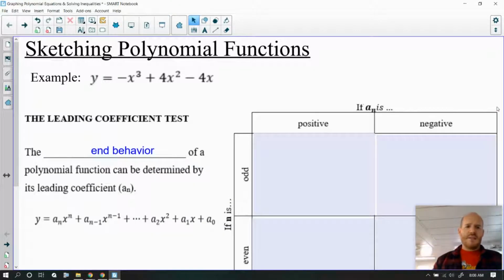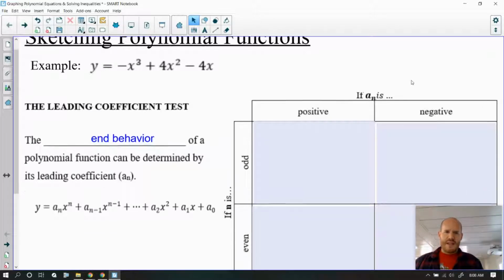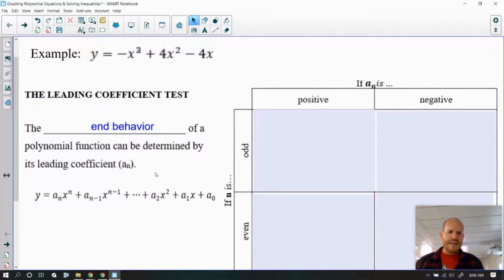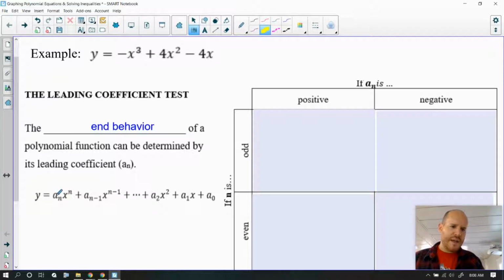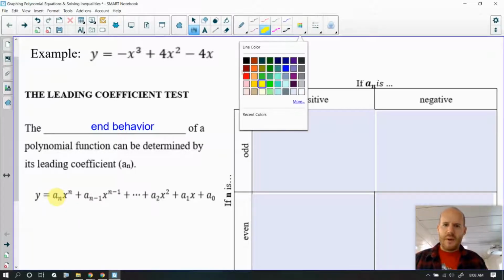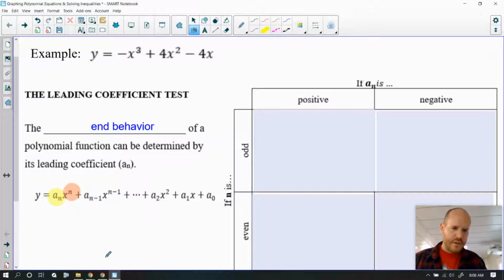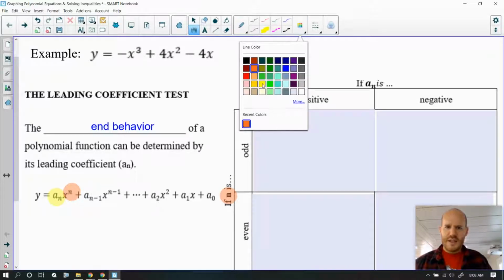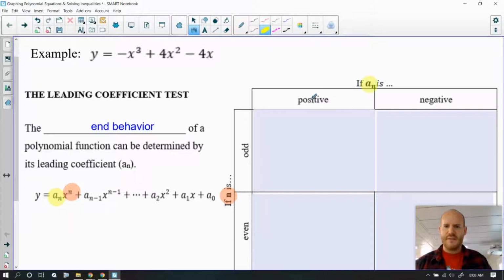So to figure out the end behavior, we use something called the leading coefficient test. The leading coefficient test is based off of really just the first term when it's written in standard form. We're going to look at the coefficient of that first term and also the power of that first term. So based off of the power, if the power is even or odd, that's what I'm going to use to distinguish between two conditions. And then the other component is the term itself, if that term is positive or negative.